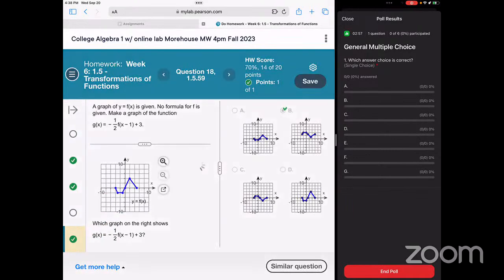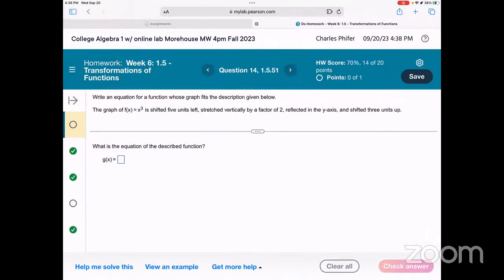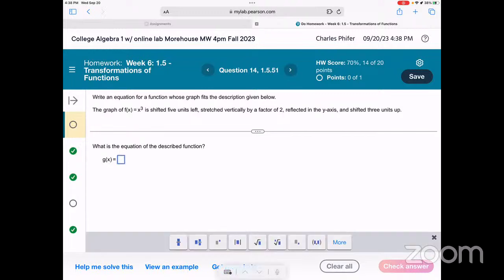Write an equation for a function whose graph fits the description given below. All right, so it says we're starting with x cubed, right? So what I'm going to do is do a parentheses x to the power of 3. I'm starting there. The next part says it shifted 5 units to the left. So that means we need to add 5 on the inside. So plus 5, okay. Stretched vertically by a factor of 2.